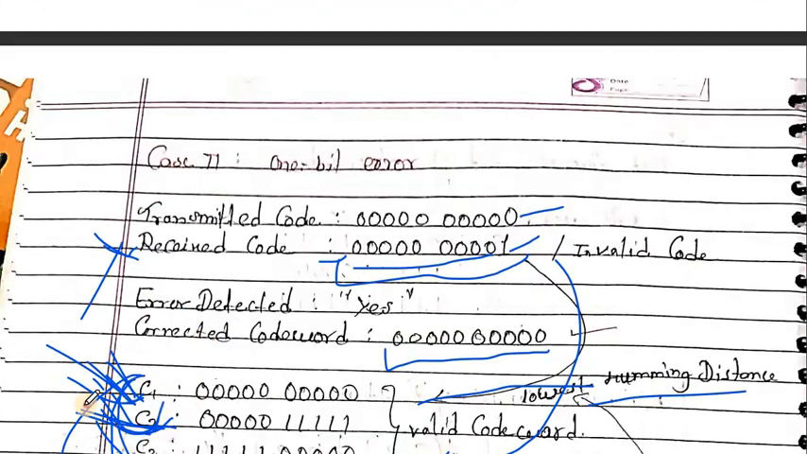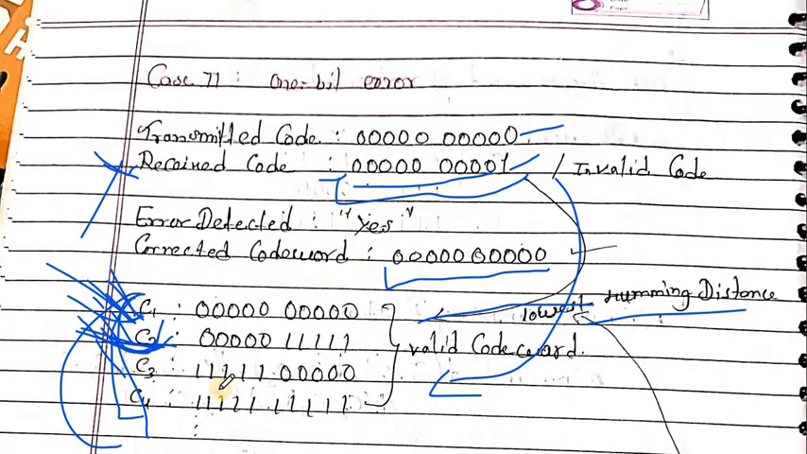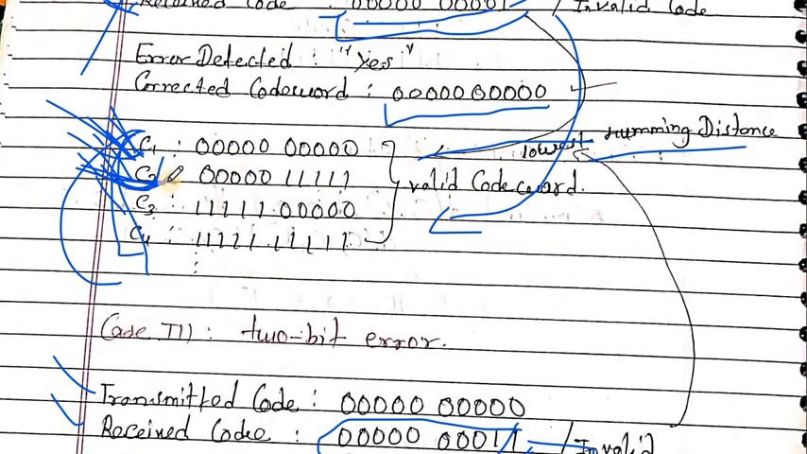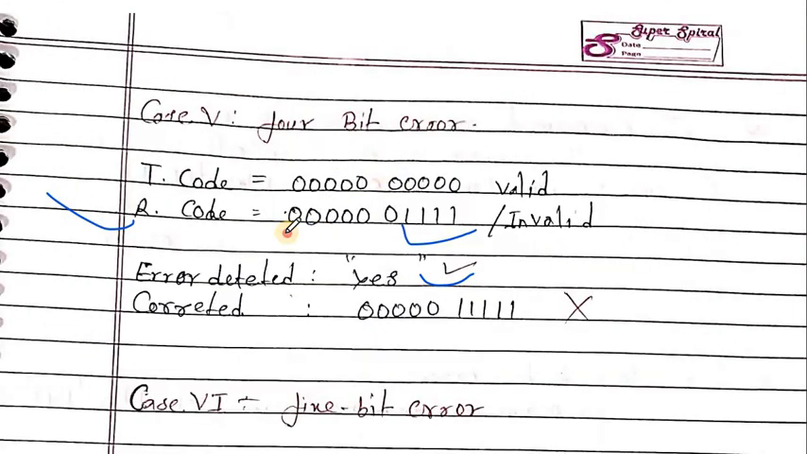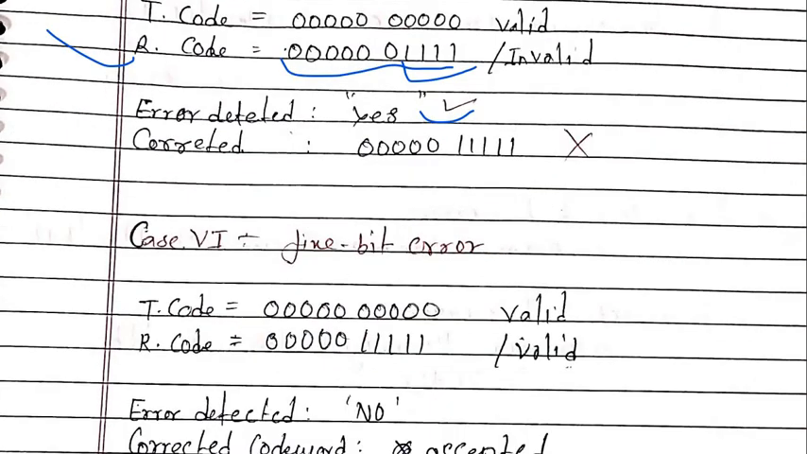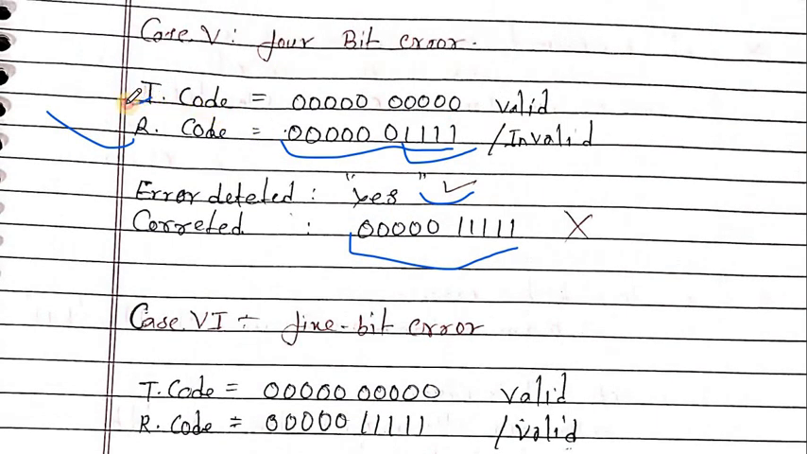the C2 code word has the lowest Hamming distance with the received binary string, the received code word. So at the receiver end, the receiver will get the C2 code word as a valid code word, but the actual transmitted code word is this, but the receiver accepted the wrong code word.